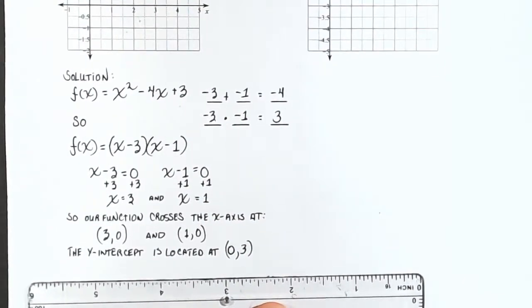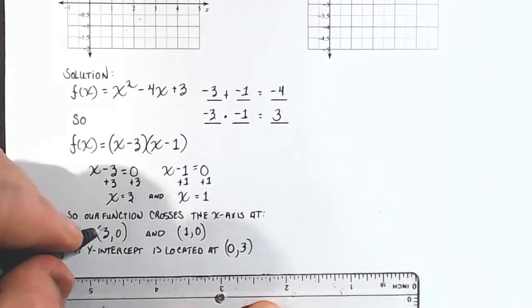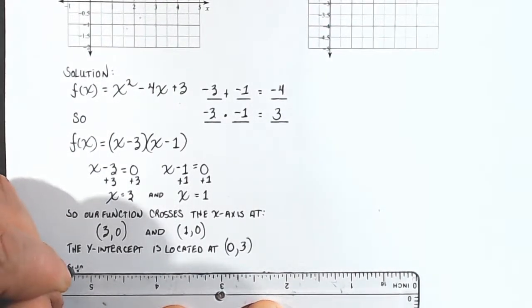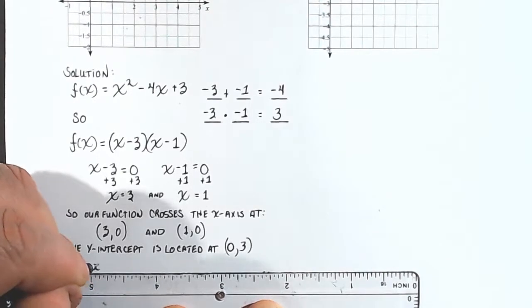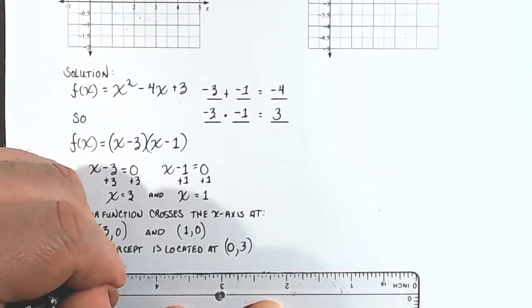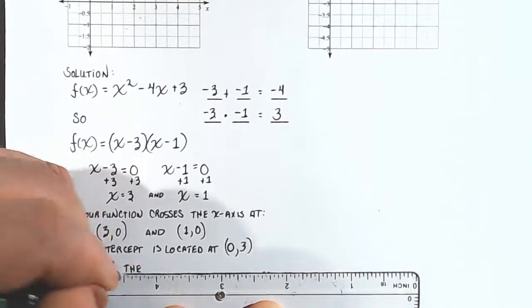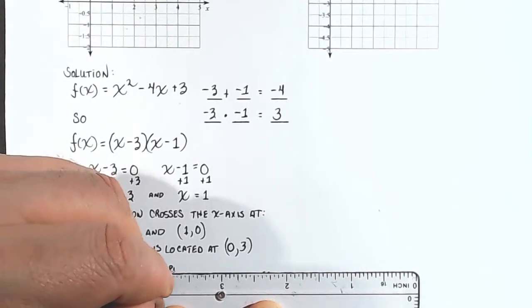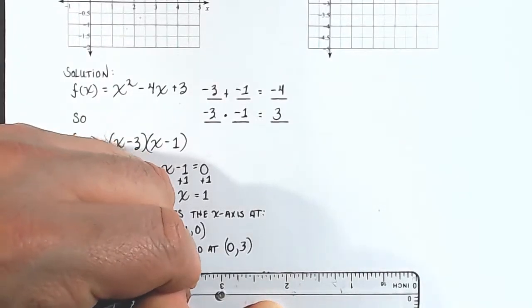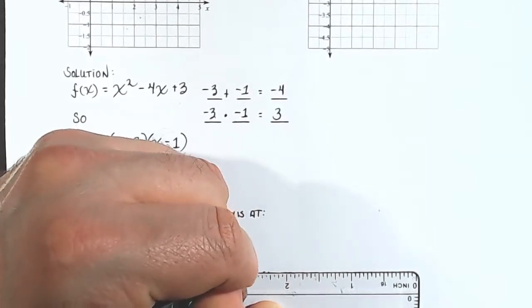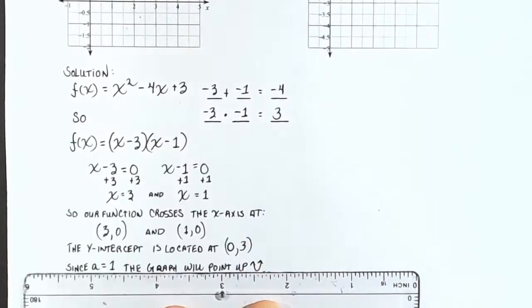Okay. Finally, I need to identify the direction that this graph will point. So I'll say since a equals 1, and 1 is a positive number, the graph will point up. And I'll put that little upward pointing horseshoe.